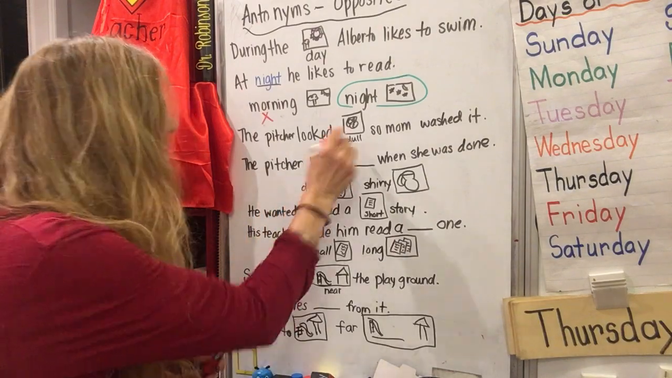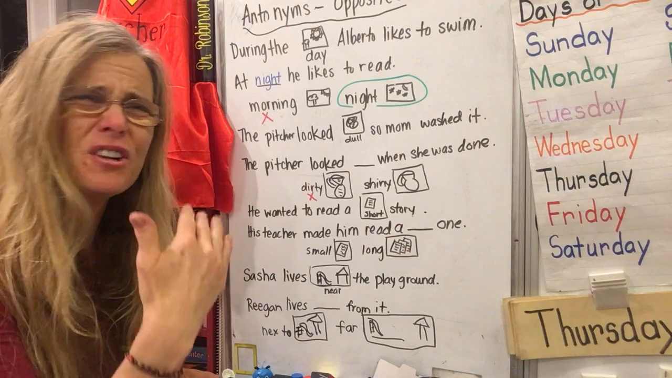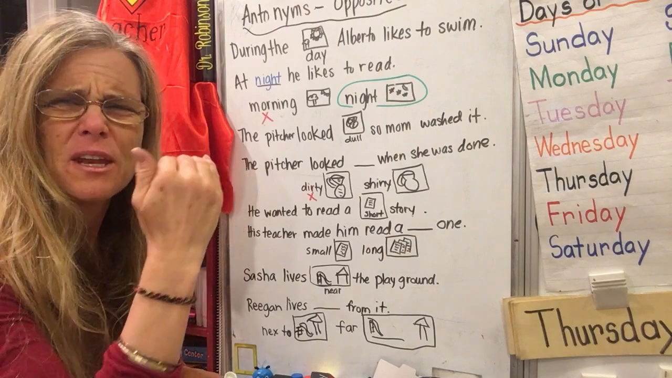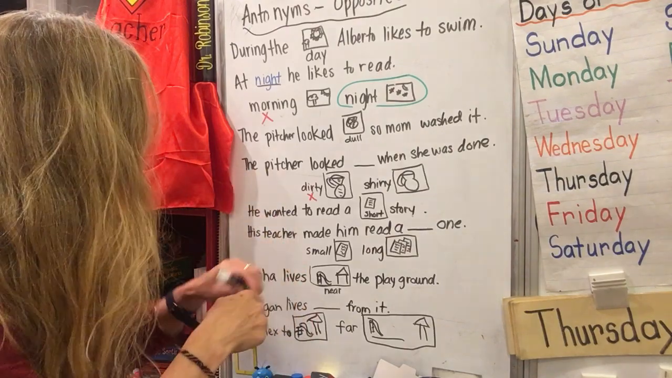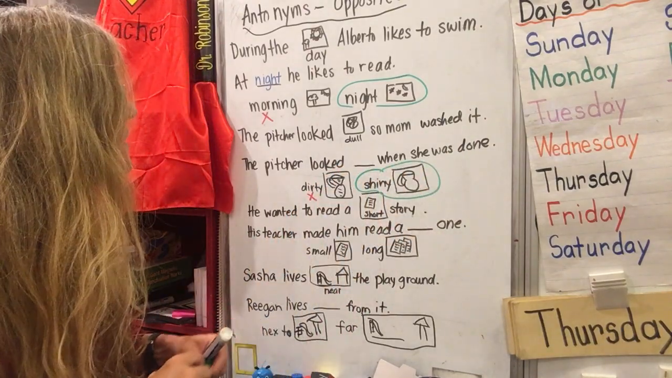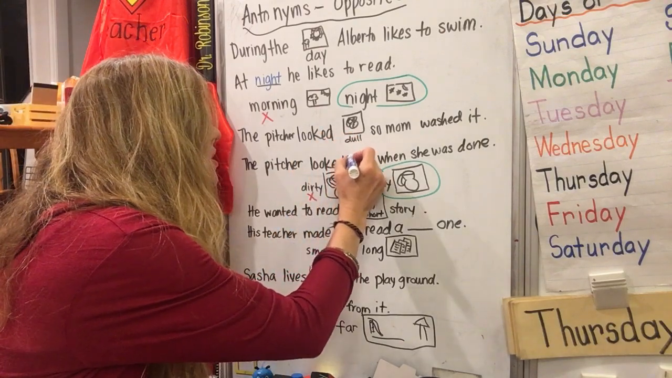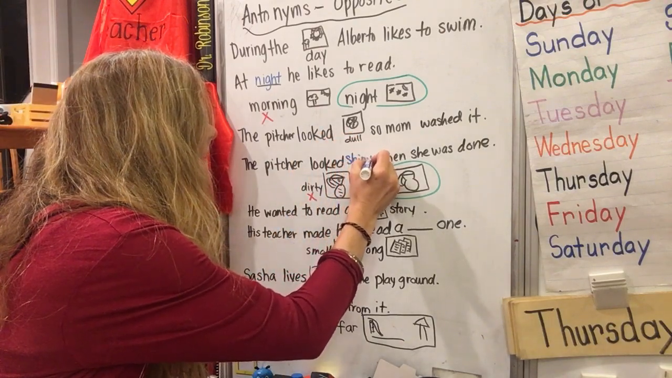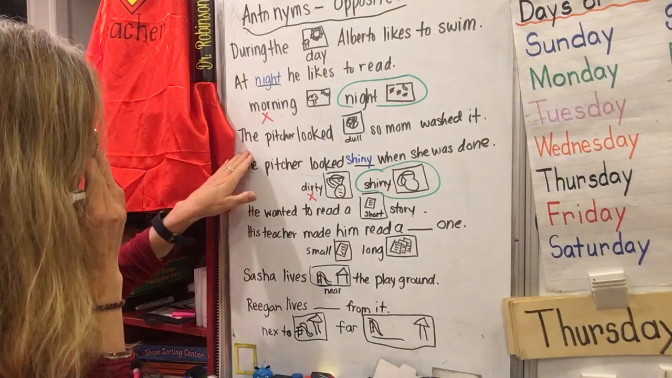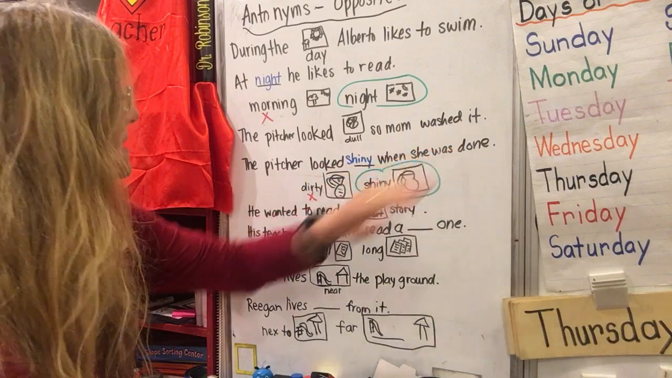So the opposite of dull is not dirty. Dirty and dull, they're not completely synonyms, but it would look dull if it were dirty. But the opposite of dull in this context is shiny. Shiny. The pitcher looked dull, so Mom washed it. The pitcher looked shiny when she was done.